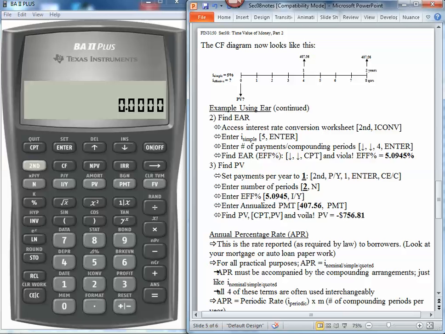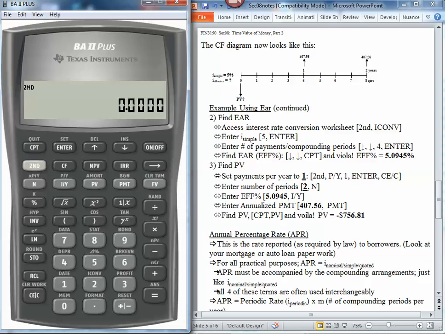Now we can calculate the effective annual rate of 5% compounded quarterly, which is 5.0945. When we use that effective annual rate, our payments are also annualized. We can calculate the present value of those payments at $756.81. Let me show you how this is equivalent to what we've been doing before.